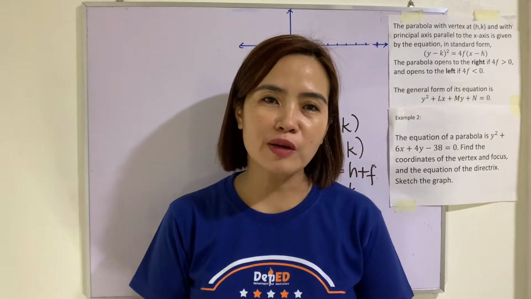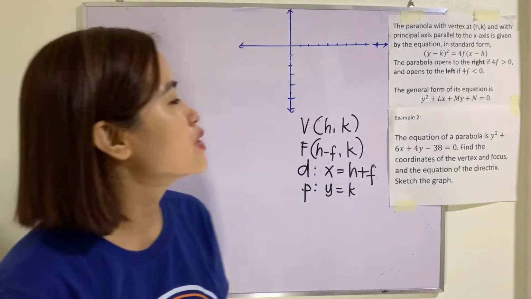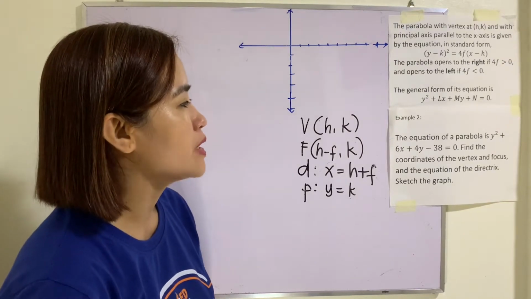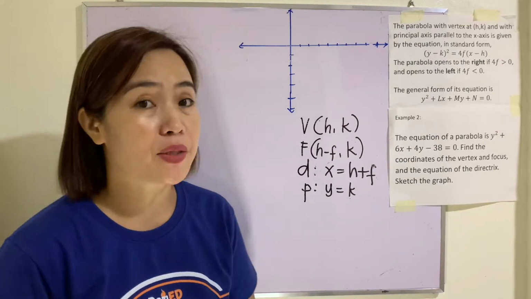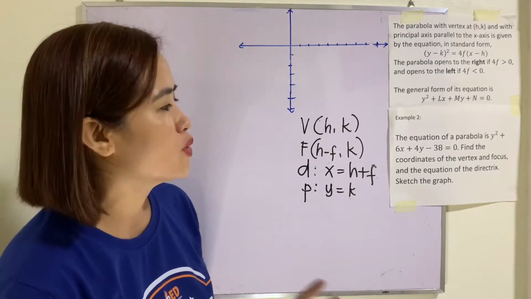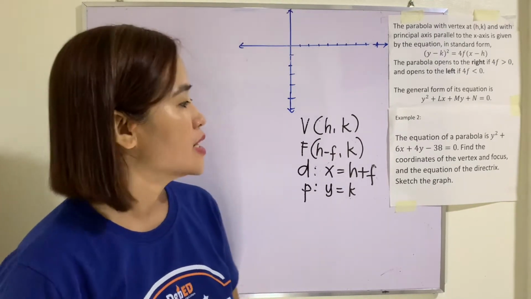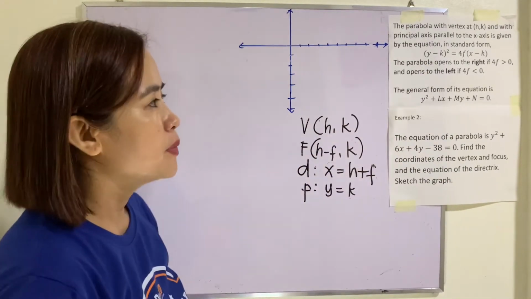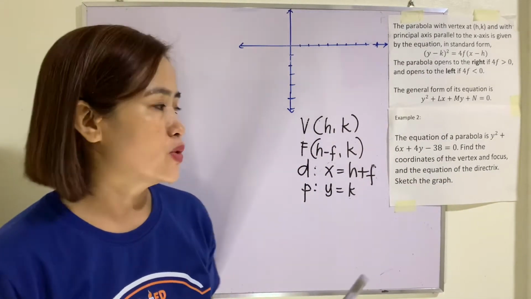Evaluation of problems on parabola. Example number 2. The equation of a parabola is y squared plus 6x plus 4y minus 38 equals 0. Find the coordinates of the vertex and focus and the equation of the directrix. Sketch the graph. Y is being squared, therefore, the parabola may open to the left or to the right.